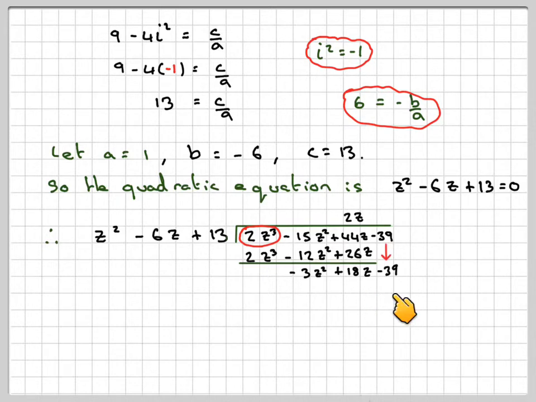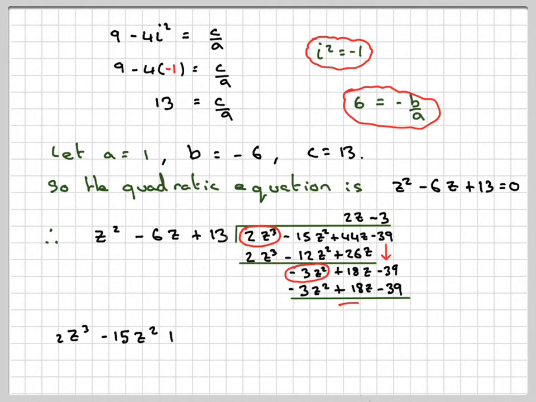Bring down the minus 39, and then we divide this one. Minus 3z squared divided by z squared gives you minus 3. Minus 3 times z squared gives you minus 3z squared. Minus 3 times minus 6z gives you plus 18z. And minus 3 times 13 gives you minus 39. Then if we do the subtraction here, we get no remainder, which is what we expected, because we knew that this was a factor of the cubic.